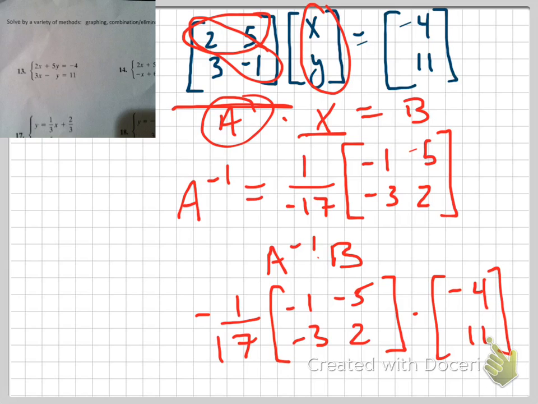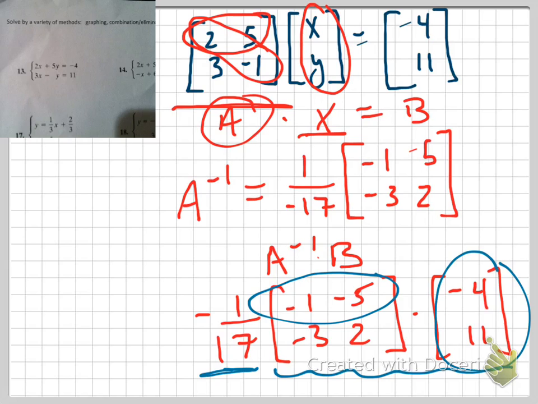Now notice I didn't distribute in this -1/17. I could have done that, but distributing it in would have just given me fractions that I'd have to deal with the entire time. Instead, I'm going to multiply these two things first. Multiply this times this, and then multiply this times this, and I'll get my new matrix. I'll write that over here.